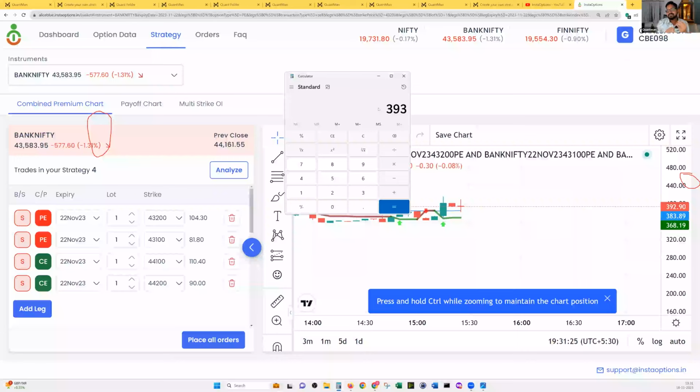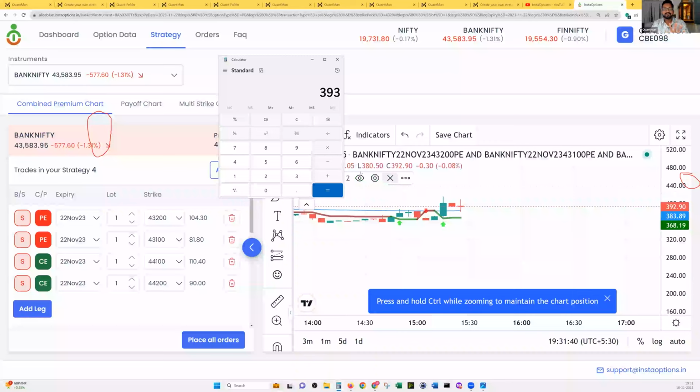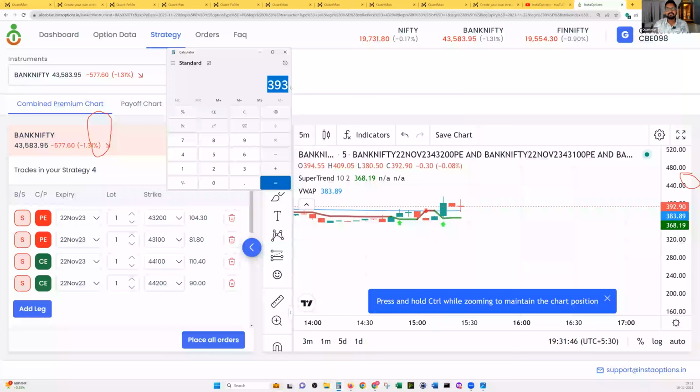Is it possible to combine premium with the VWAP indicator? Yeah, we can do that. I'll just show you, don't worry. I have the VWAP over here, the blue line. I'm going to explain that next. So now we have 393 premium over here.